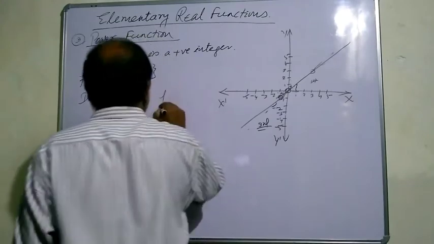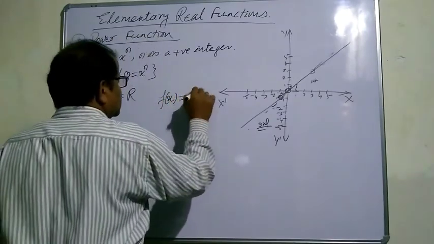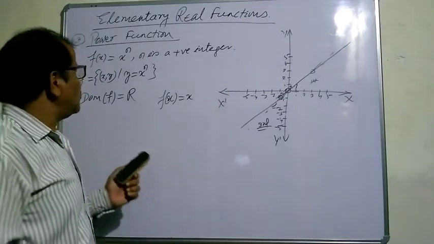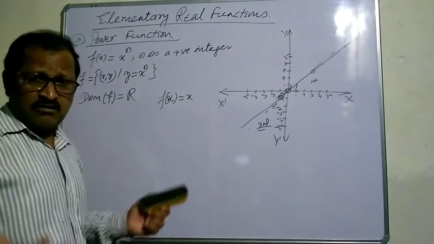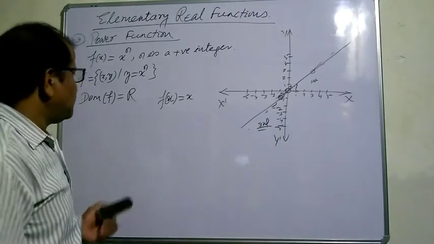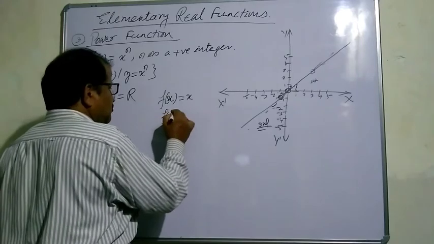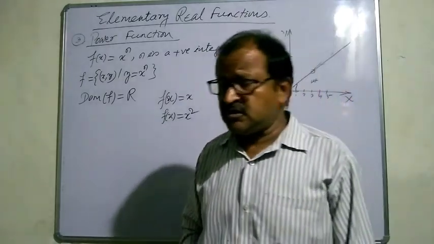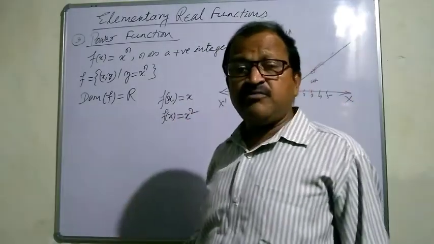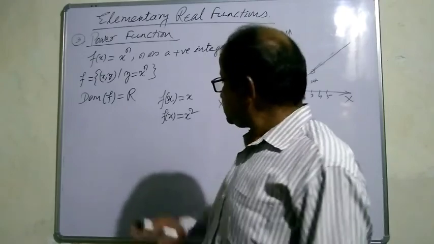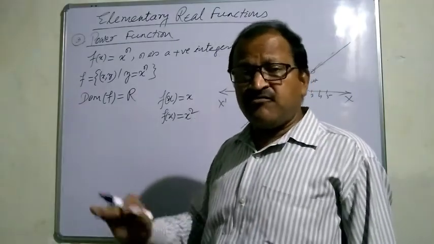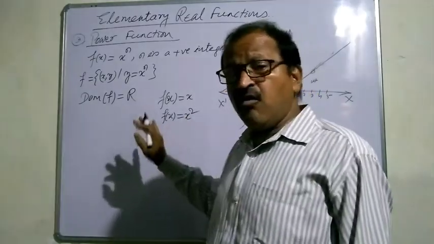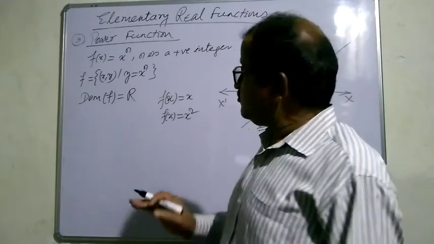You see, f(x) is equal to x. This is our identity function, whose range is R, the whole set of real numbers. But if you take f(x) is equal to x square, the quadratic function, this is also a power function. And you see, x square cannot be negative. So its range is the whole set of non-negative real numbers. But the domain is R. In all the cases, the domain is R.